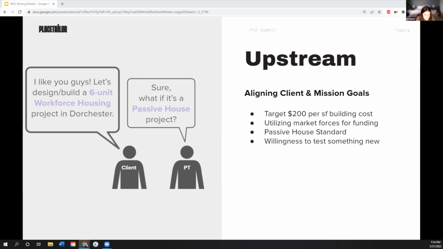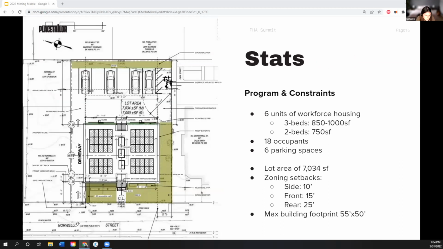And so we had asked if we could pursue Passivhaus standard and maybe develop some different technology that we were working on, and the client was willing to. And so that's very helpful. Now, as I said, the program was 6 units, so workforce housing. It was a mix of 3 and 2 bedroom units. And it's 1 parking space per unit.